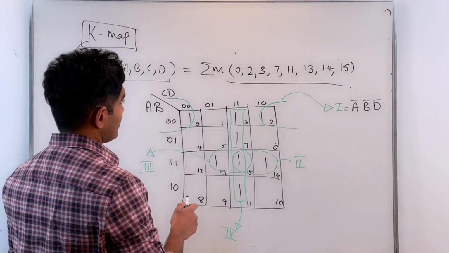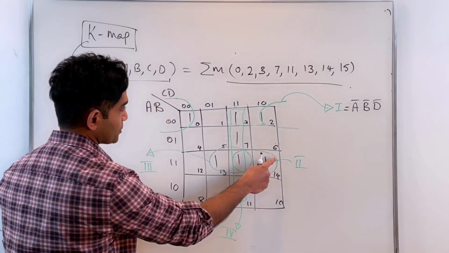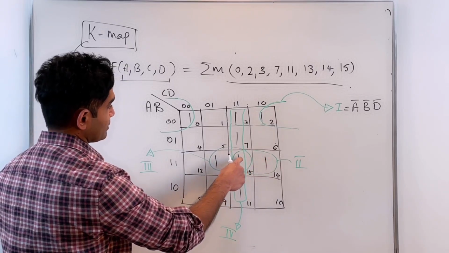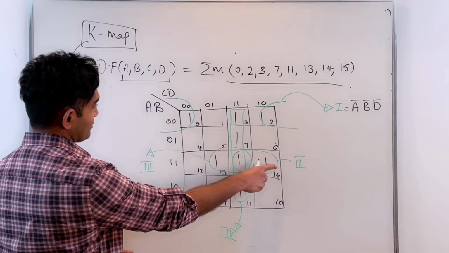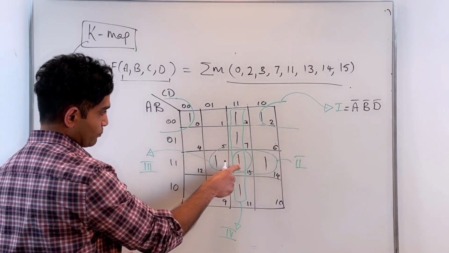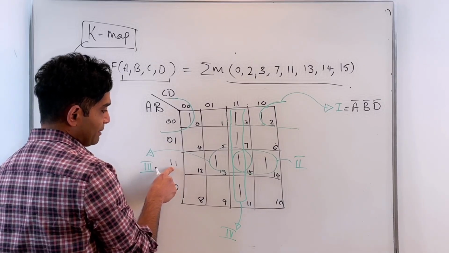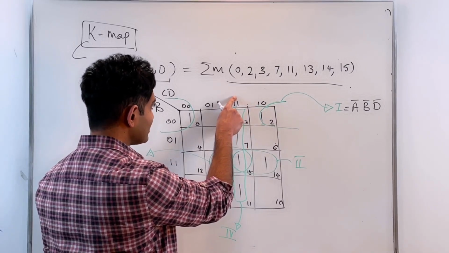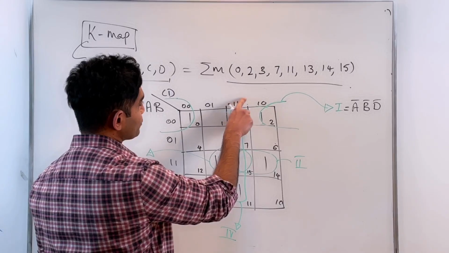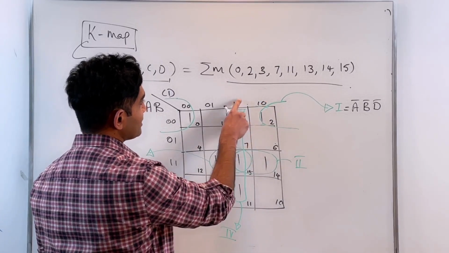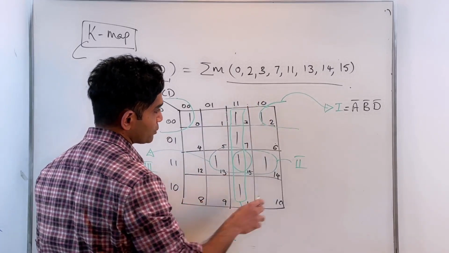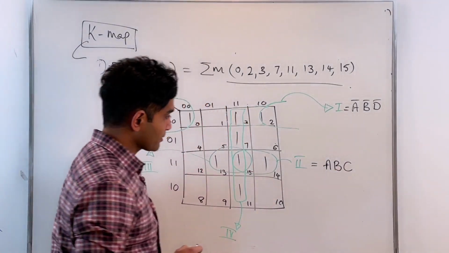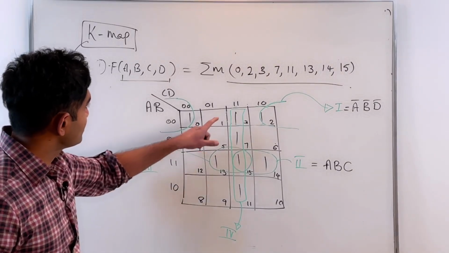Okay. What about 2? 2 is a combination of these two adjacent cells. Now here, as you can see, A and B remain as AB. Going from this cell to this cell, my AB remains as AB, and C also remains as C. What changes is D, changing from D to D prime. So my 2 will be A, B, C.